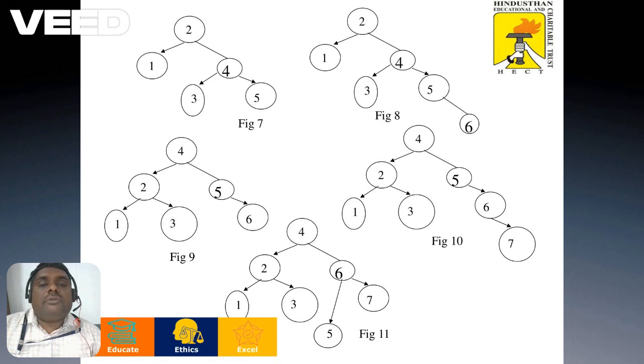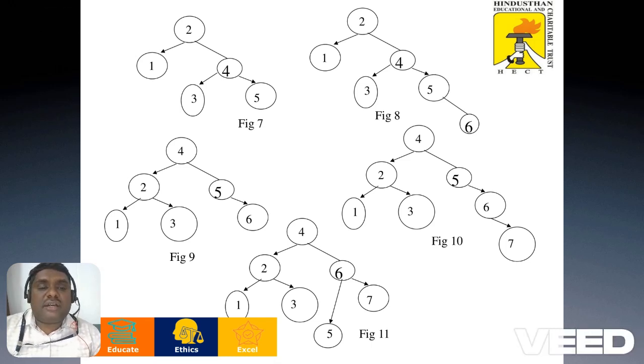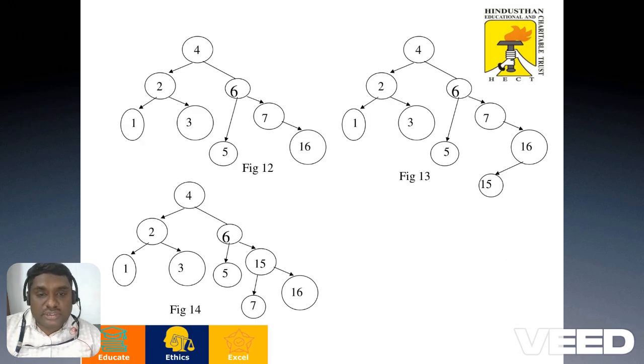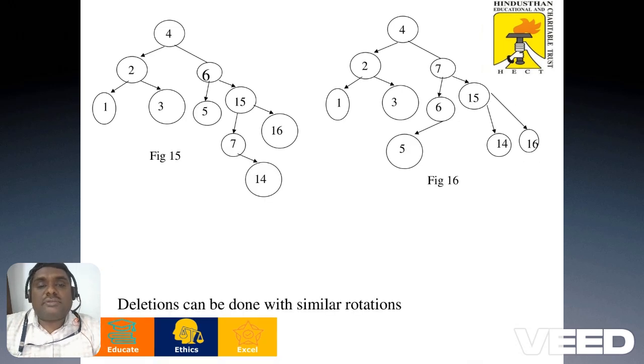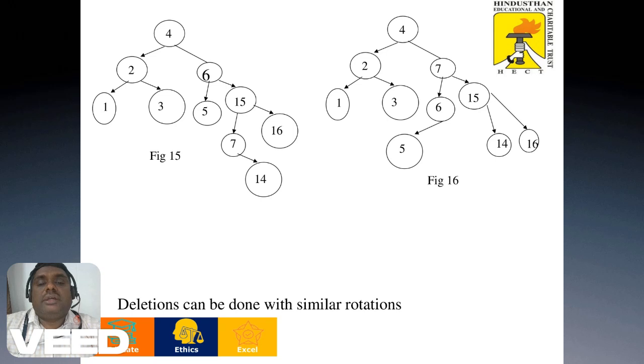Next we insert the value 6, which is imbalanced, so again we do the rotation. Then we insert the value 7, which is again imbalanced, so we do the rotation. Then we insert 16, which is balanced, so no corrections are needed. Next, 15 is imbalanced, so we do the rotation. Next we insert 14, which is also imbalanced, so we do the rotations.